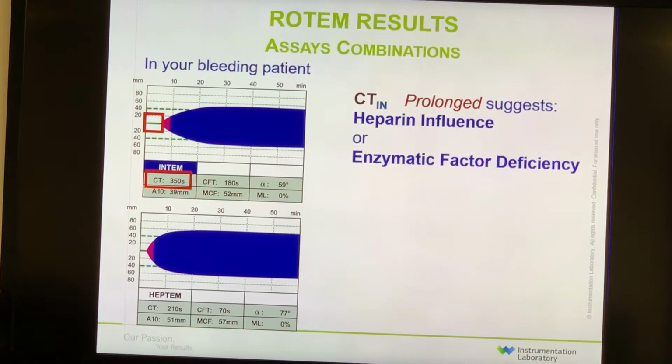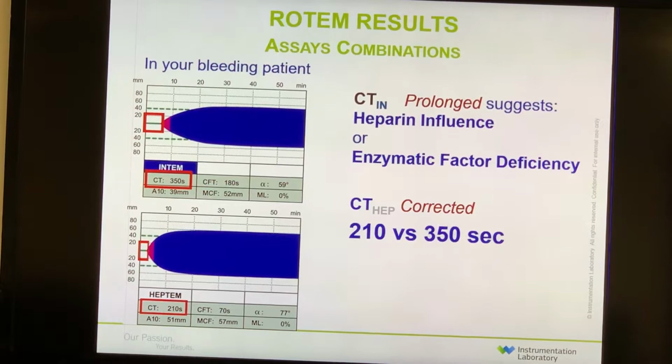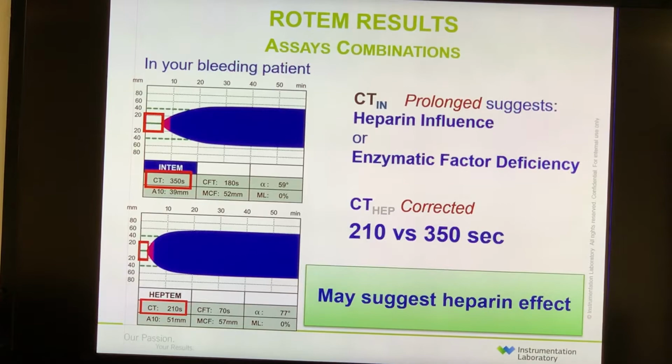We want to rule in or rule out heparin, so we're going to HepTem, which has heparinase in it. And you can see the CT time is decreased, so that heparinase has taken the effects of heparin out of the equation and shortened that CT time, and that would allow you to confirm that there is definitely a need for protamine. So INTEM to HepTem, you're really looking at the ratio between the CT times.